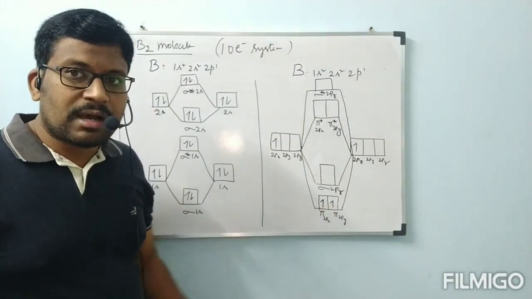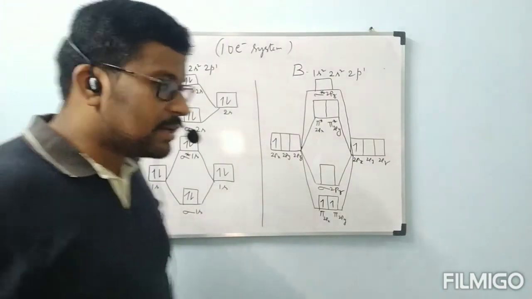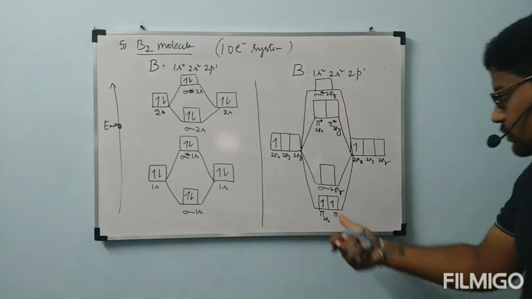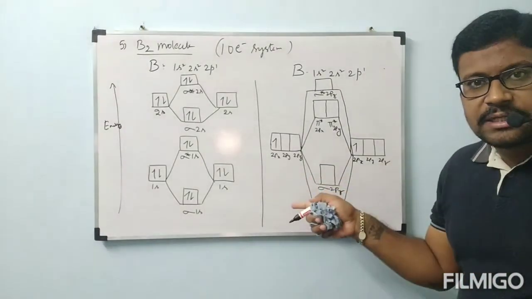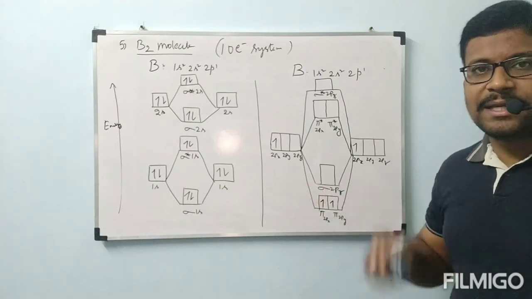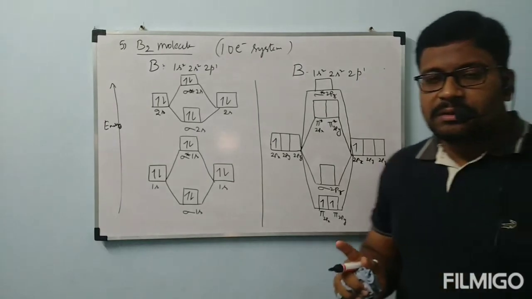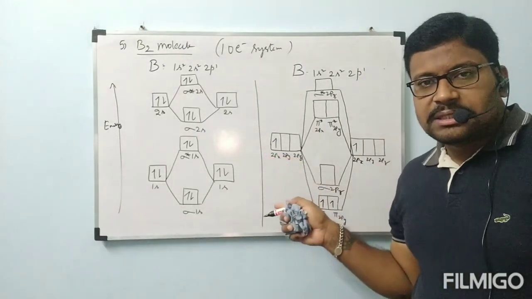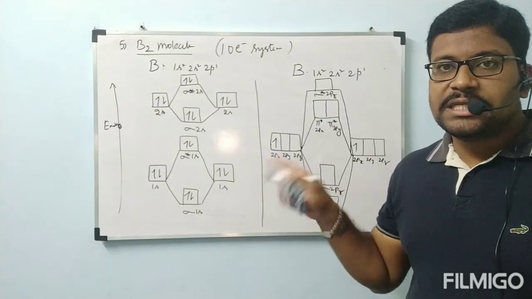A single electron present in the orbital is called an unpaired electron. So these two are unpaired electrons. Okay, if this molecule exists, definitely this is paramagnetic in nature. Diamagnetic means no unpaired electron must be there. But here unpaired electrons are there. Then definitely this is paramagnetic in nature if it is an existing molecule.